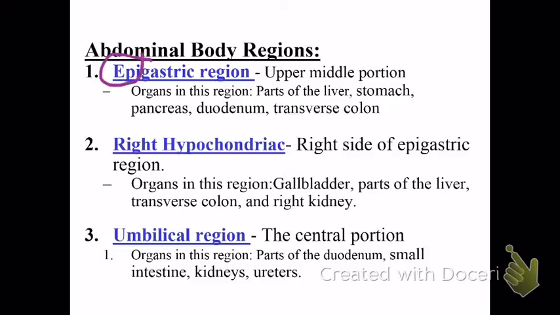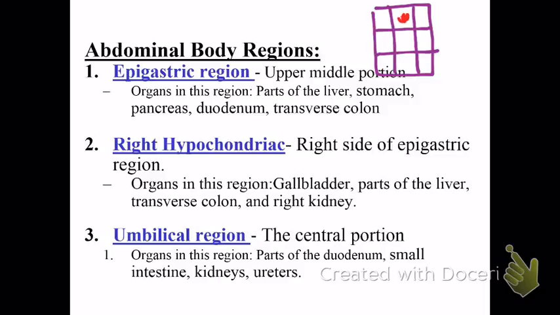On top of the stomach, you got this, and that's going to be the upper middle region. So if I'm looking at a grid of the stomach, the epigastric region would be right there, right there in the middle. Upper middle portion.